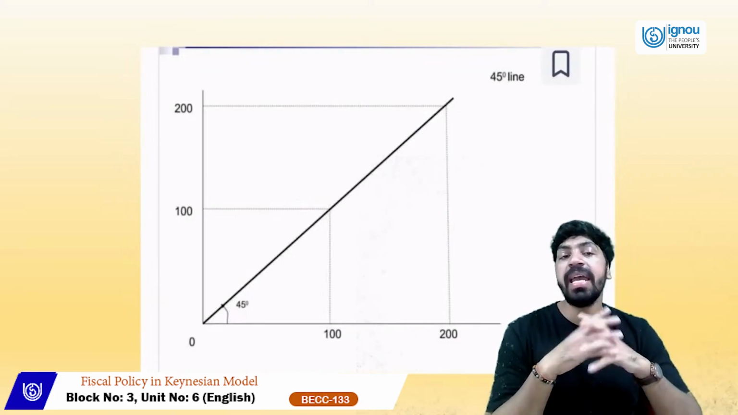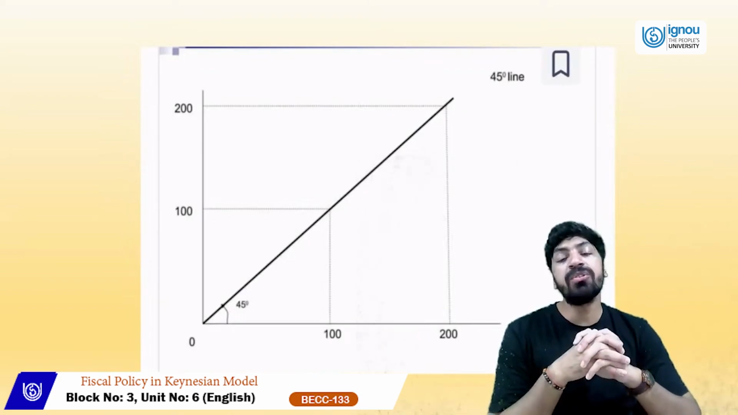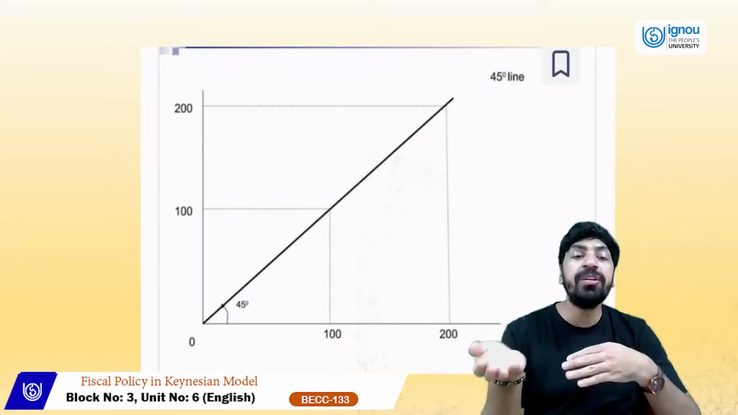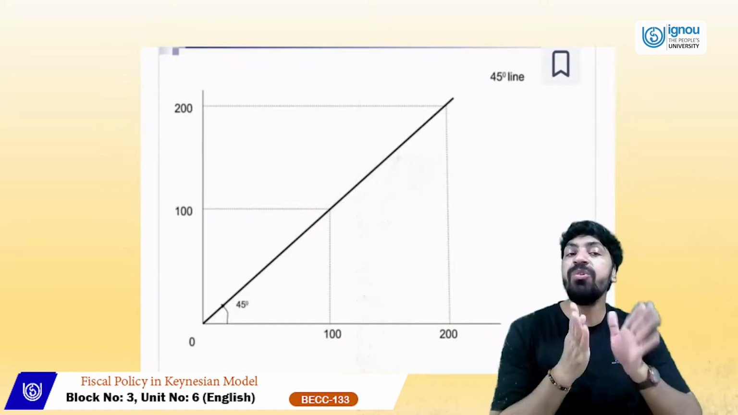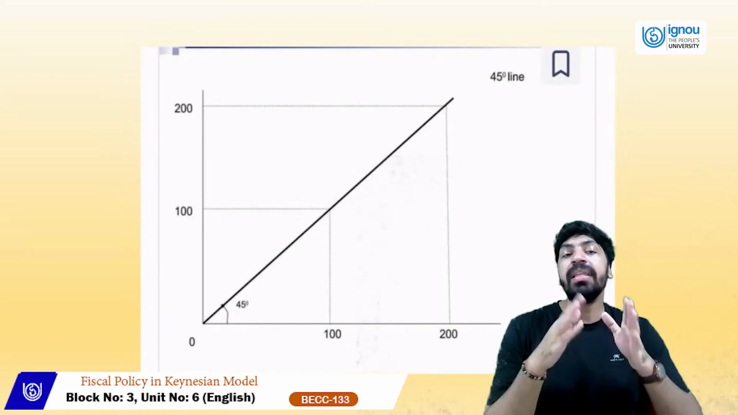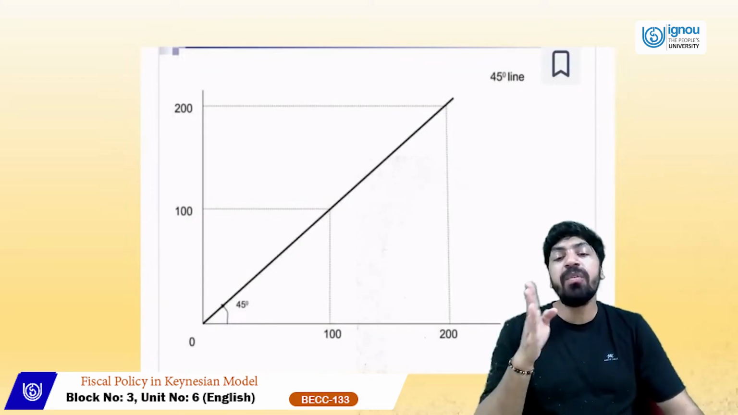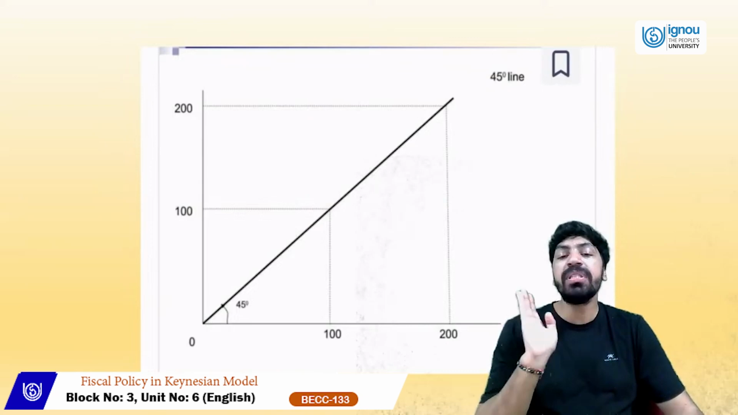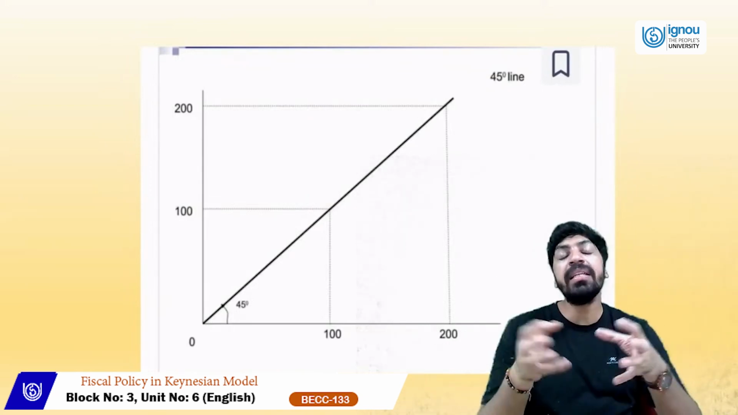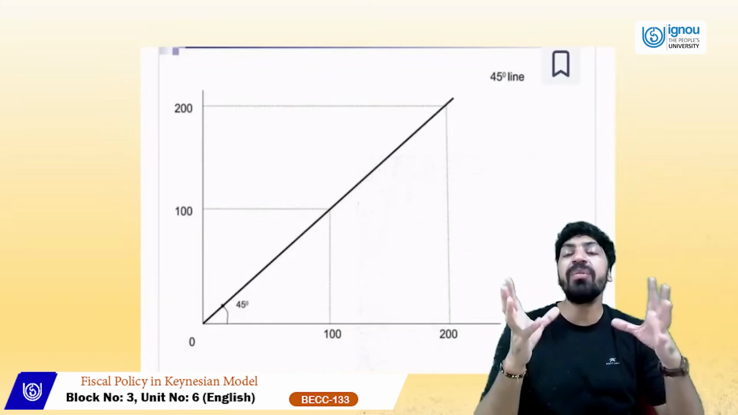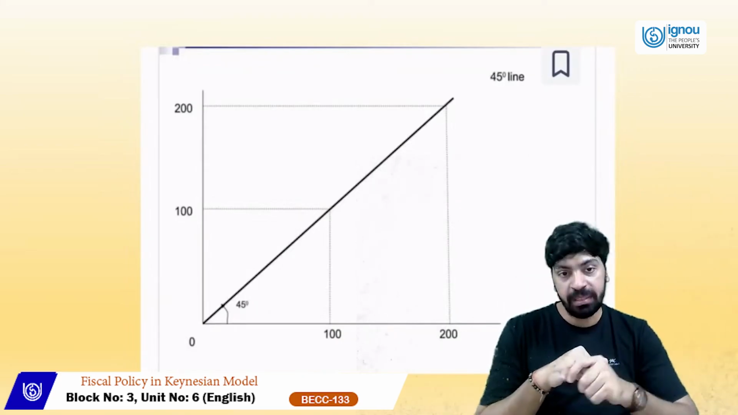If the aggregate expenditure is 100, then automatically the actual output will also become 100. So if the aggregate expenditure increases from 100 to 200, then ultimately the actual output will also increase from 100 to 200 units. And that is exactly the conceptual or diagrammatic representation of the 45-degree angle line.